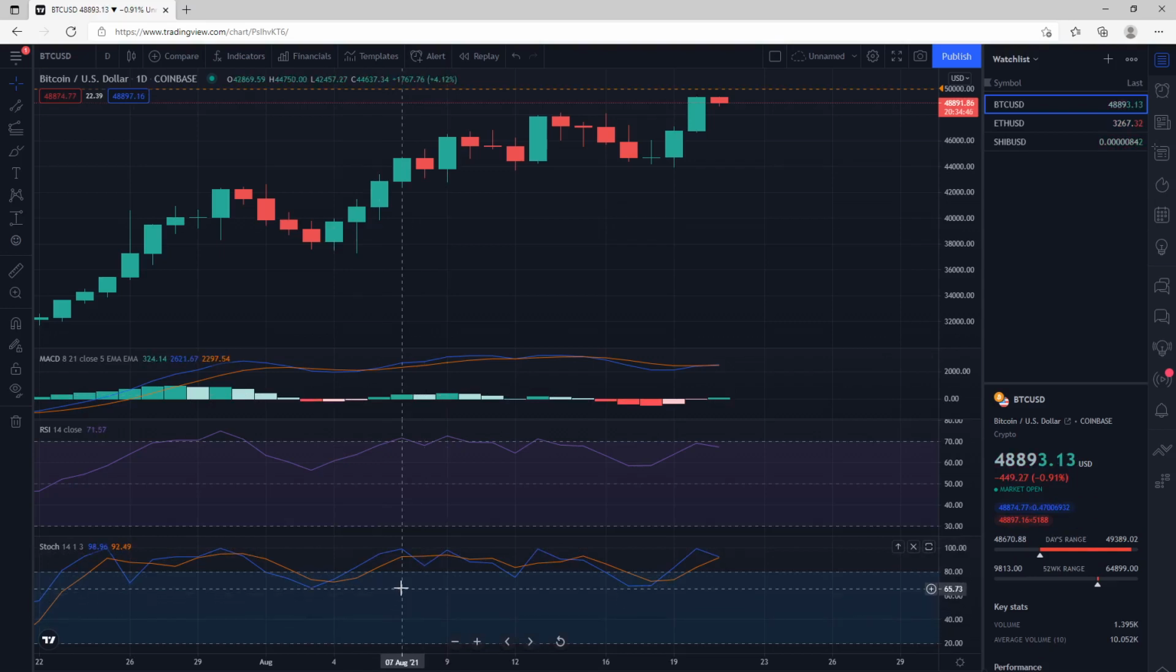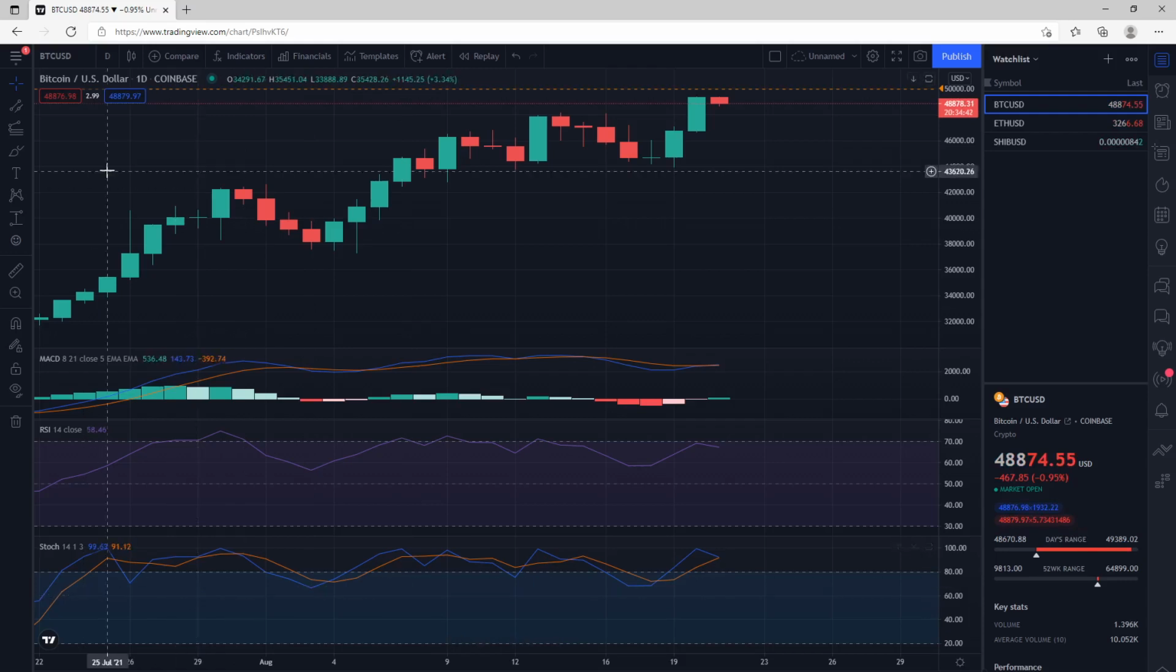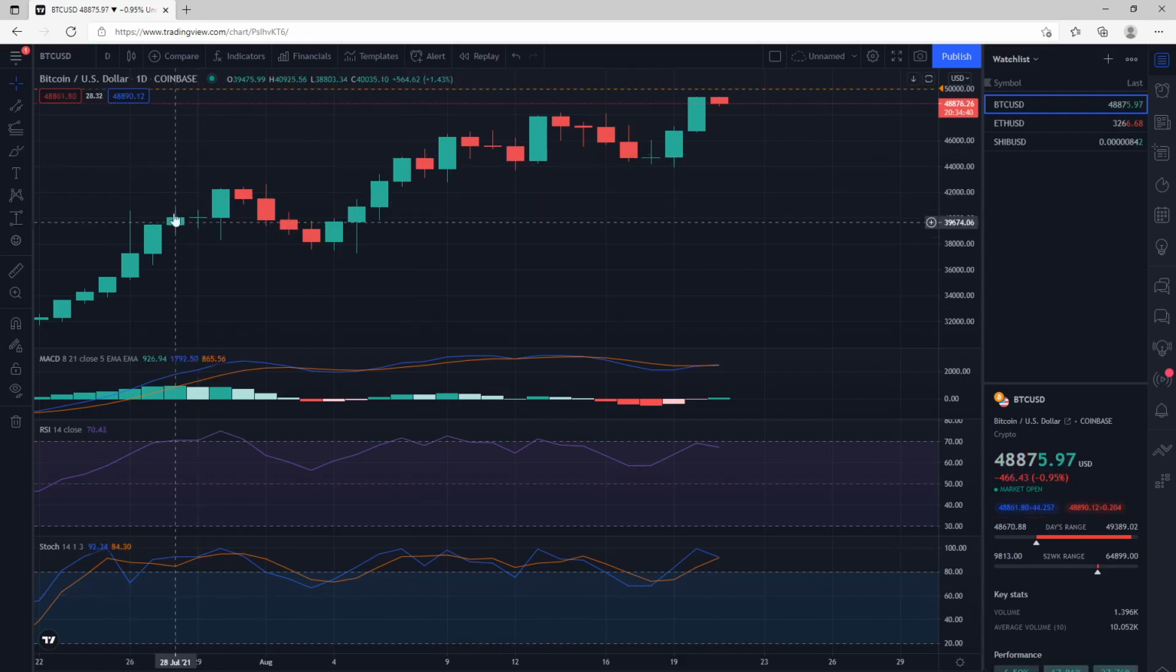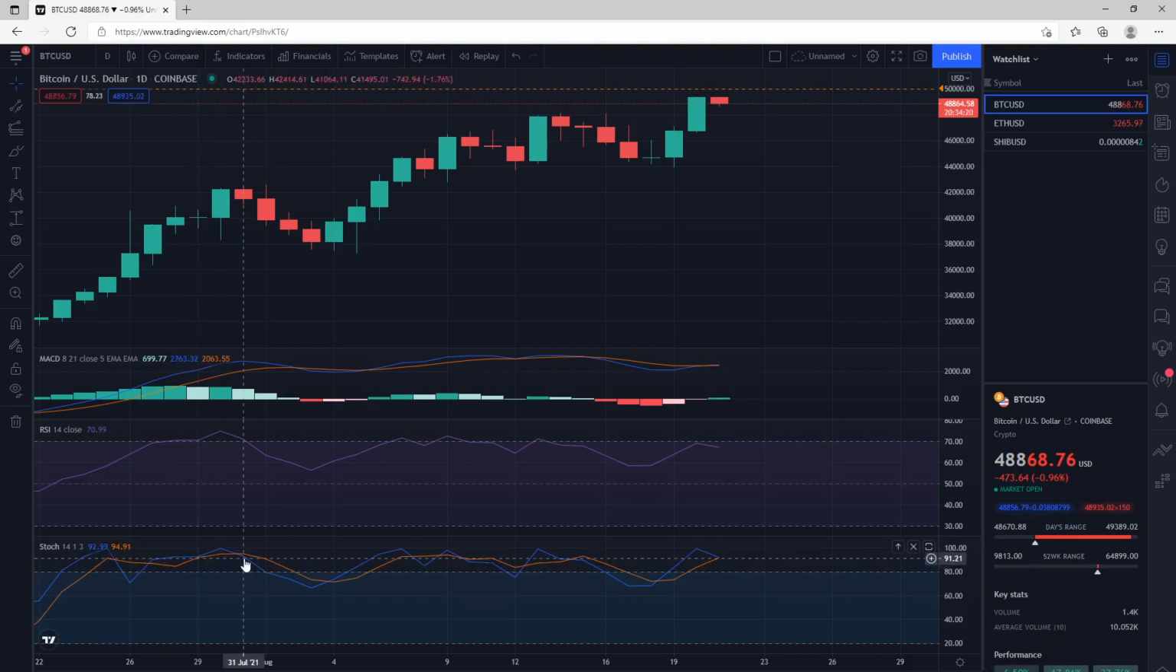Now remember, there will be false indicators and there will be very close calls. You can see this candle right here. This candle here is called a doji. That means that there was not much movement up or down on that day. It could not decide what it wanted to do. And you can see here that created a very close to a cross. Very close to a cross. But it didn't actually cross.